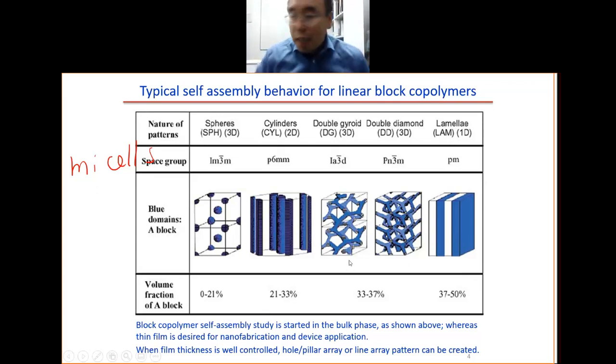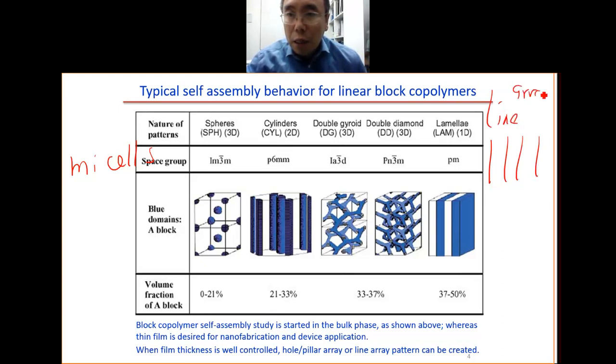From here we can see what we can form. For example, if we want the line array pattern, which one will give you the line array pattern? Obviously this one can. This one can also give you the line array pattern if the cylinders are horizontal, lying on the surface rather than perpendicular.